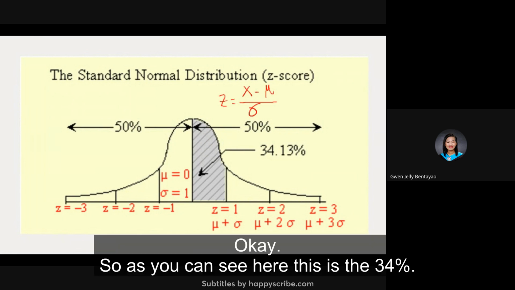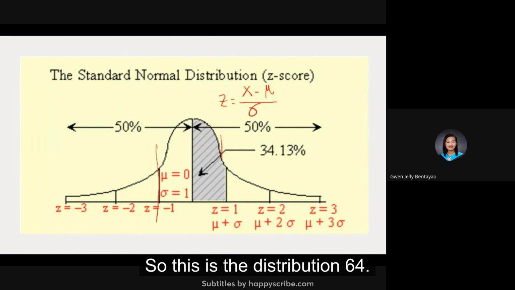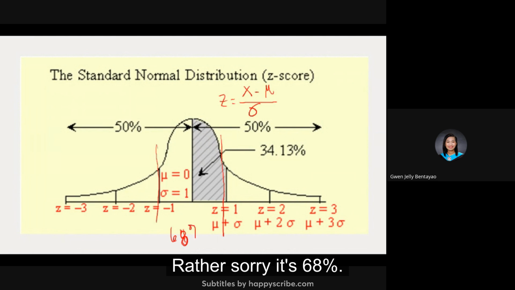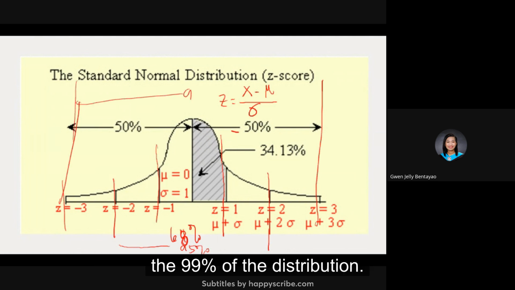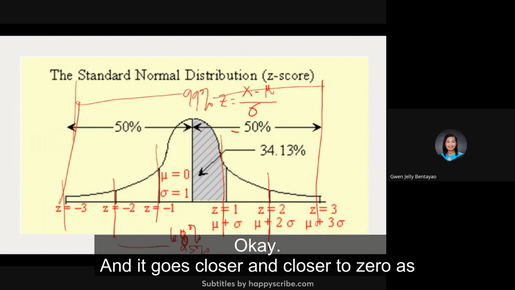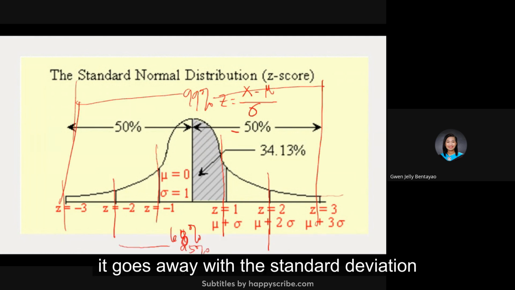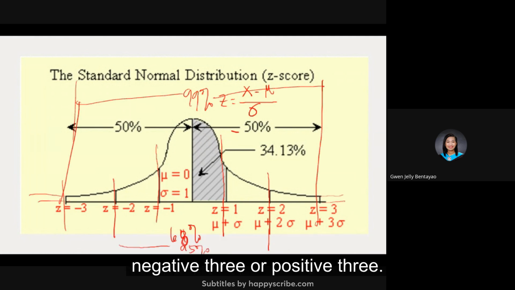As you can see here, this is the 34%. Here is the 68% of the distribution. Here is the 95%. And three standard deviations away is what we call the 99% of the distribution. It goes closer and closer to zero as it goes away, at standard deviation -3 or +3.